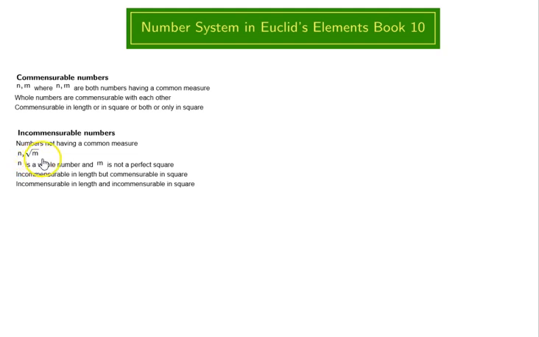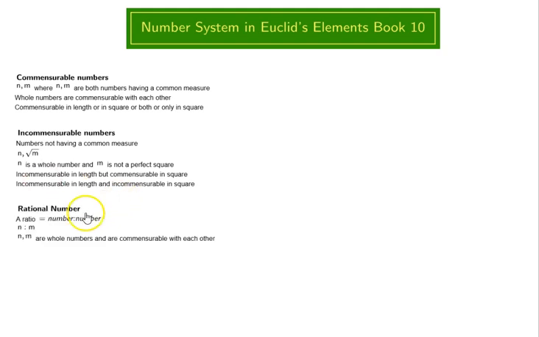For example, n and root m. Now here n is a whole number and m is not a perfect square. Because if it is a perfect square, the root will disappear. Then they will become commensurable. So that's why this condition is there, that m is not a perfect square. Now incommensurable in length, but these magnitudes may be commensurable in square. Magnitudes may be incommensurable in length and incommensurable in square as well. We will look at all these as we go along.